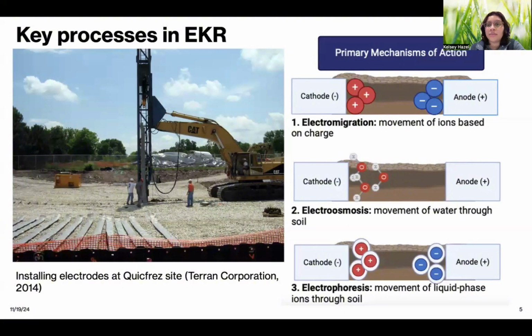Here we will give a brief overview of key processes in EKR. These processes include electromigration, which is the movement of ions based on charge, electroosmosis, and electrophoresis, which is the movement of ions through a specific medium. These will be looked at more in depth in advanced slides.